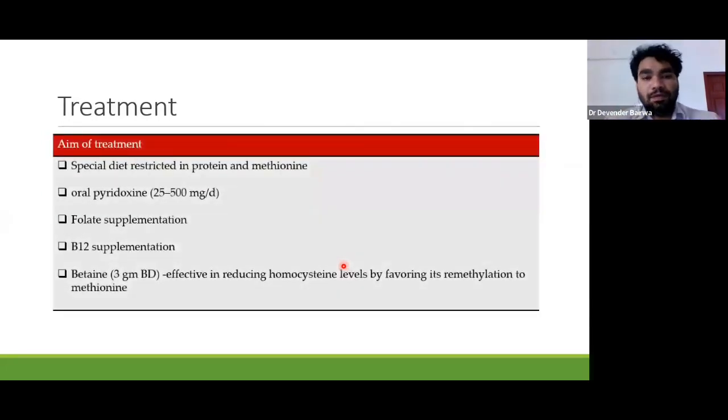Treatment: basically the aim of treatment is to prevent complications, and these modalities have been used. They can be provided with a special diet that is restricted in protein and methionine. They can be provided oral pyridoxine, that is vitamin B6. As we have seen, cystathionine beta synthase is a pyridoxine dependent enzyme. Probably in leaky defects or milder defects, providing this pyridoxine might improve the condition to some extent. Oral pyridoxine can be given 25 to 500 mg per day. Then folate and B12 should be supplemented in these patients. And betaine, which is a cofactor for the reaction from homocysteine to methionine, can also be given 3 grams twice a day to increase the activity of the enzyme.